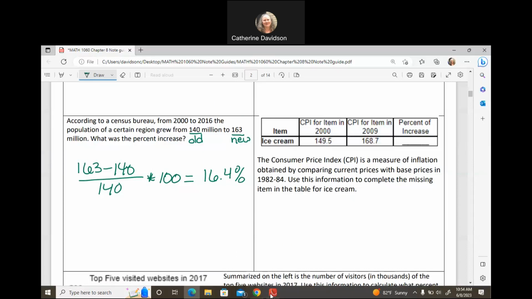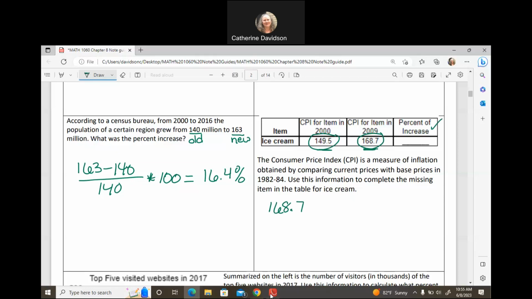The Consumer Price Index is a measure of inflation obtained by comparing current prices with base prices in 1982 to 1984. It uses information to complete the missing item in the table for ice cream. So we have the CPI for 2000 and in 2009. Okay, so this is the old amount. This is the new amount. We need to find the percent of increase.